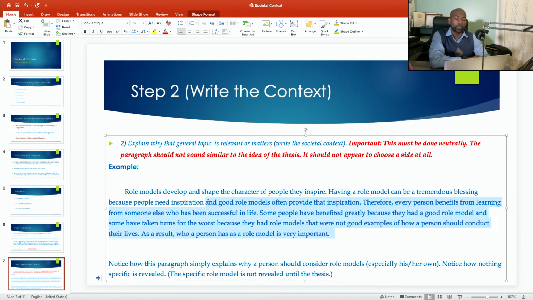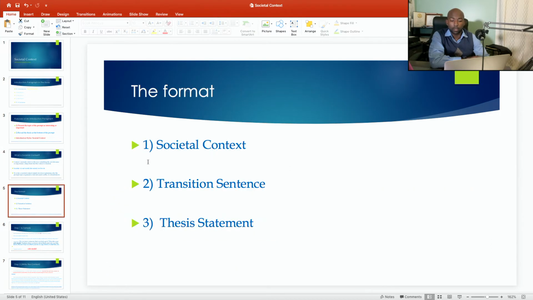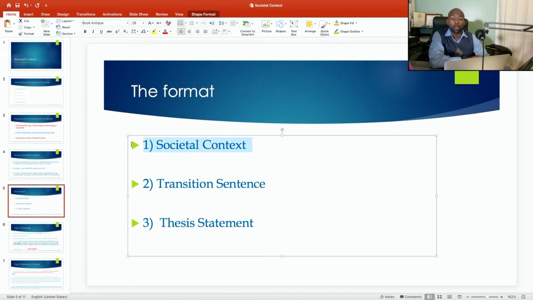So notice what this part of the paragraph does. Notice it explains why role models are worth considering in general. Okay? It does it neutrally. We have not mentioned any specific role models or hints about a specific role model at all. All we've done is simply explain why role models are worth thinking about. This is the context. We explain their relevance, okay? So that is the context part, step 1.